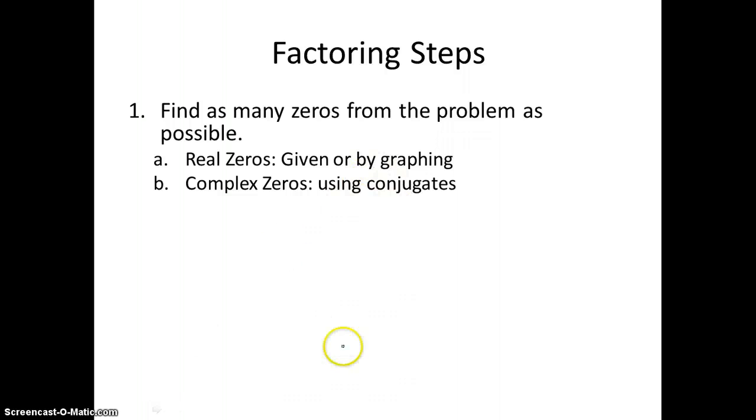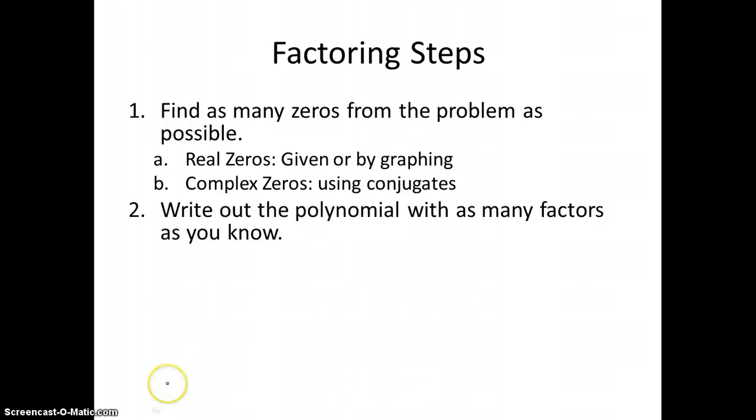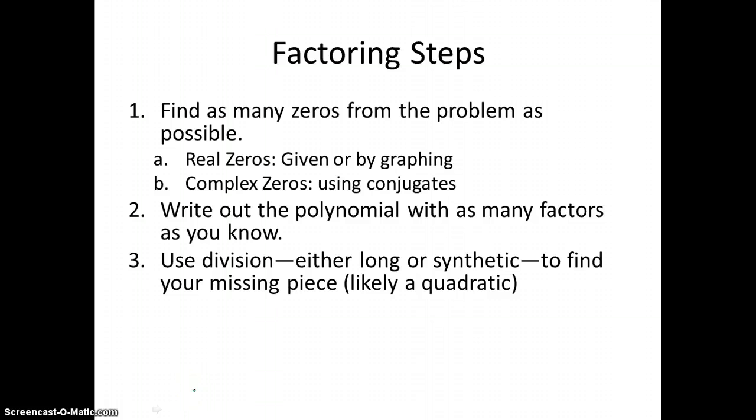After we have that list of zeros, we're going to write out the polynomial with as many factors as possible. So if we know the zeros are 1, 2, and 3, then we know that the factors are x minus 1, x minus 2, x minus 3. We write out as many as we know, and then we'll still have some question as to what the last factor or two are. Then we use division, either long division or synthetic division, to find the missing piece, and it's probably going to be a quadratic.